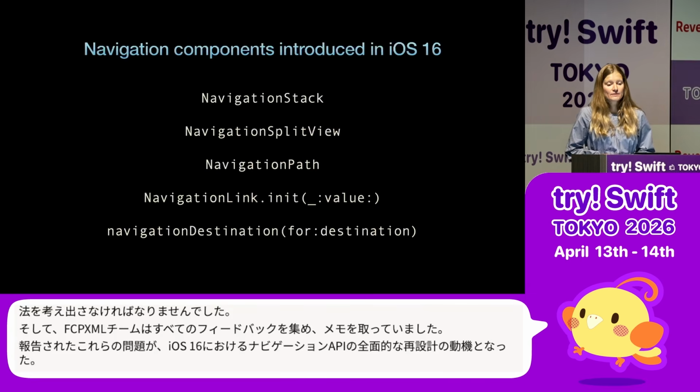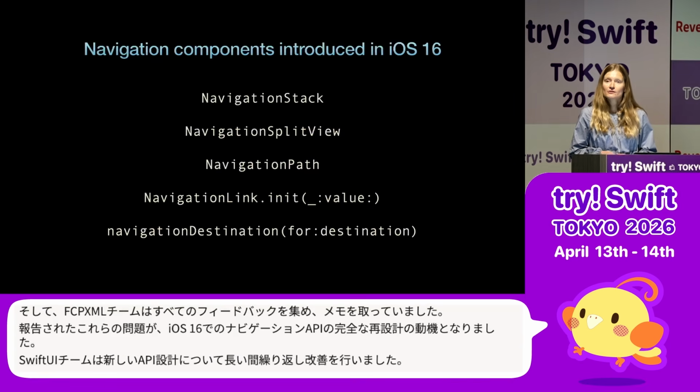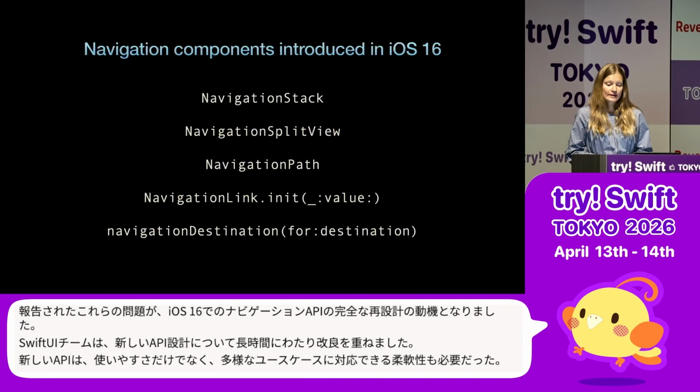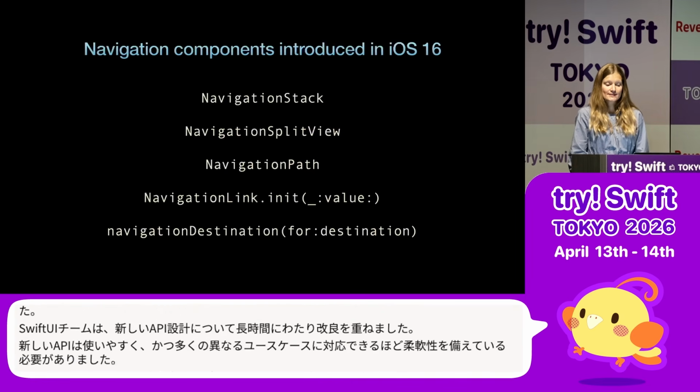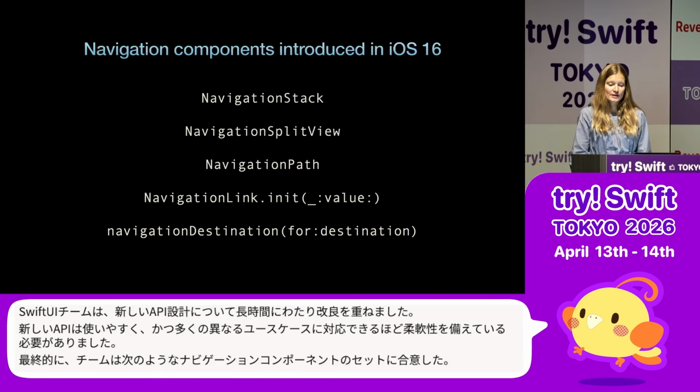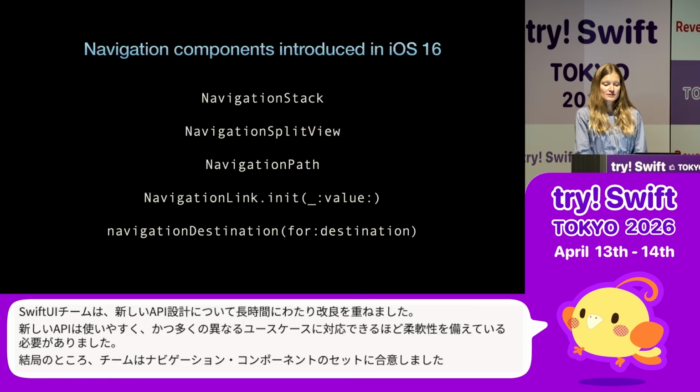The SwiftUI team iterated on the new API design for a long time. The new APIs had to be simple to use, but flexible enough to support many different use cases. In the end, the team agreed on a set of navigation components that included navigation stack, navigation split view, navigation path, new initializers for navigation link, and modifiers for declaring navigation destinations.